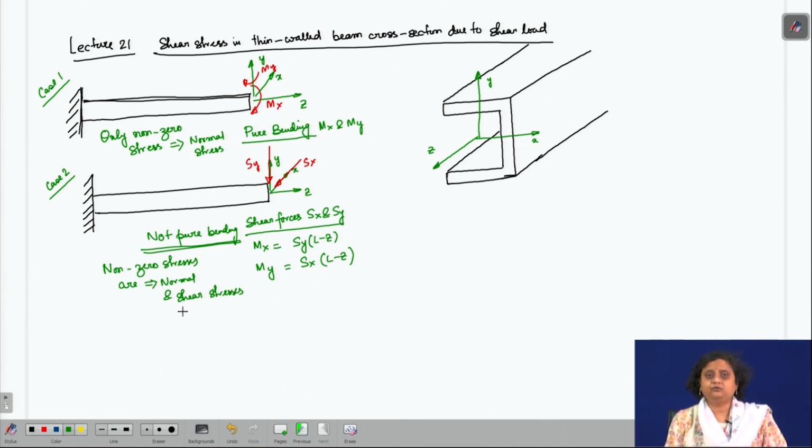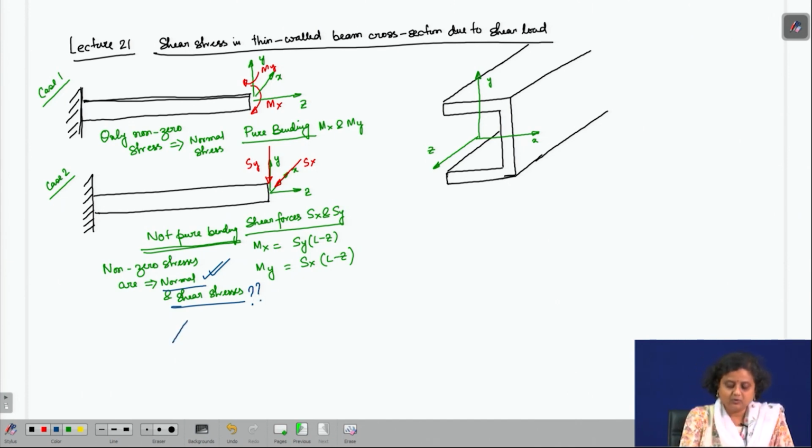So, out of this normal stress and shear stress that will develop in the beam cross section due to applied shear force, we know how to handle normal stress. We know how to find out the normal stresses in the beam cross section, because from Sx and Sy we will know Mx and My, and we will apply that Mx and My and get the normal stresses using the expression that we have derived in the last week's lecture. What we do not know is how to find out the shear stresses. So, in this week, this is the problem that we are going to deal with.